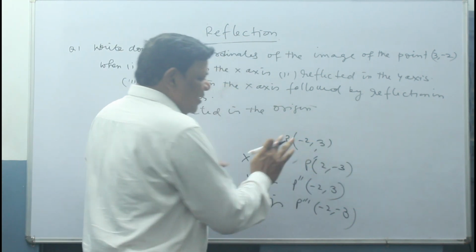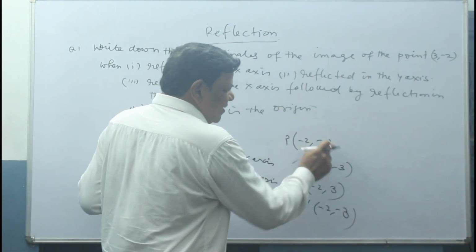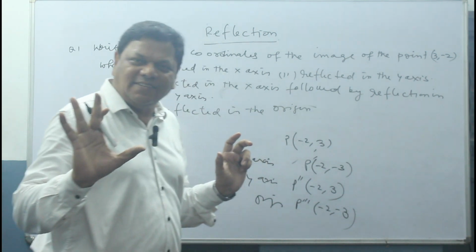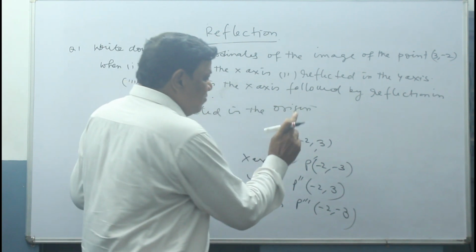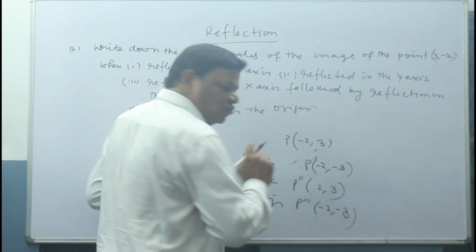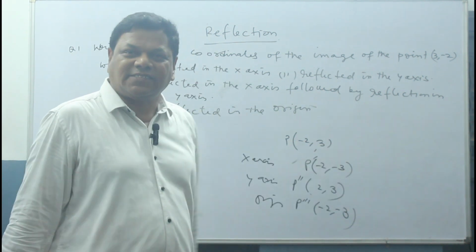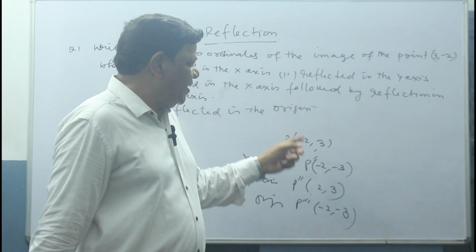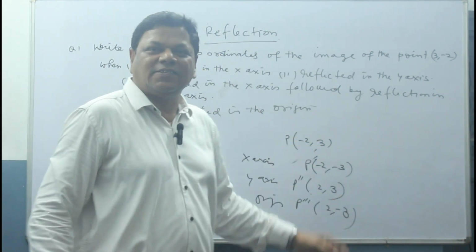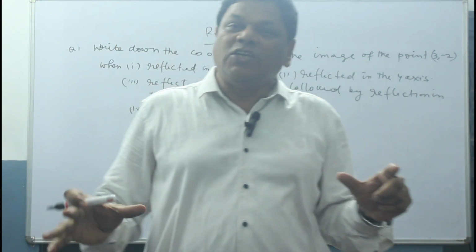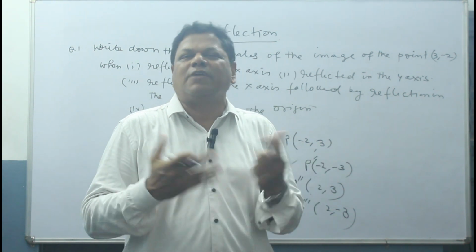Then what will happen if -2, 3 is given? Reflection in the x-axis, the y sign will change. It remains -2 as it is. Reflection with the y-axis means the x sign will change. X is given -2, that time it is +2. And reflection with the origin means both signs will change. Both signs means opposite sign. Here -2 becomes +2, and 3 becomes -3. Means whatever sign is given, you have to reverse that. If plus is given, make minus. If minus is given, make plus.